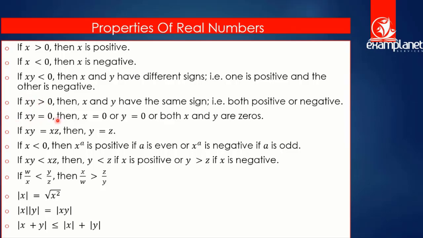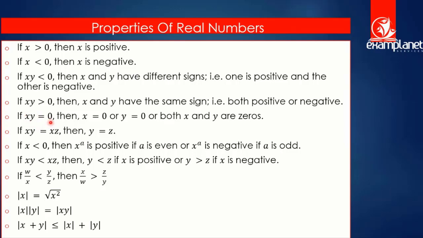If xy is equal to 0, then x is equal to 0, or y is equal to 0, or both x and y are zeros. What does that mean? It means you're multiplying two numbers to get 0. And for you to multiply numbers and get 0, it means at least one of those numbers is 0. Even if you have 1 billion numbers, if you multiply them and you get 0 as your result, then at least one of those numbers is 0. So if at least one is 0, the result will be 0 definitely.